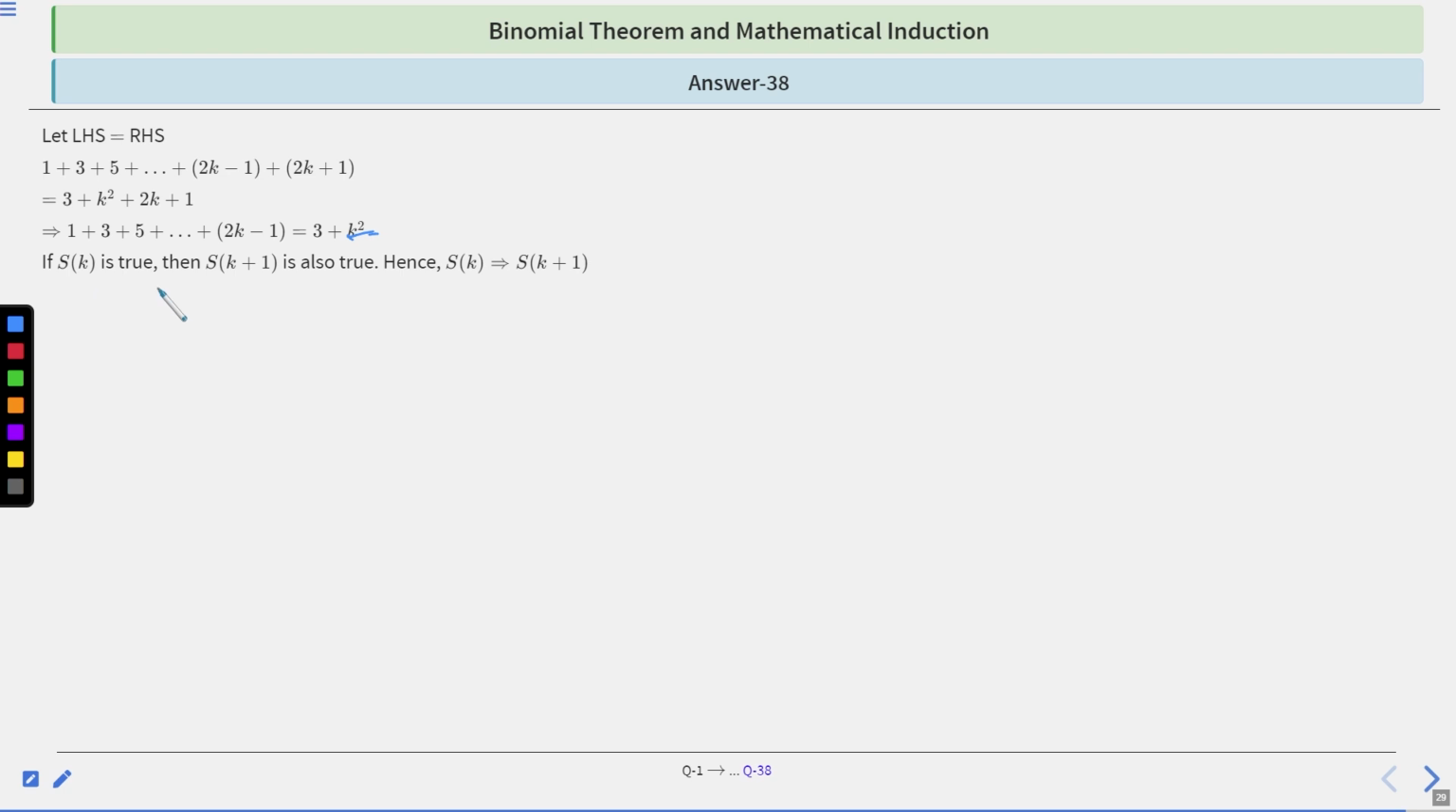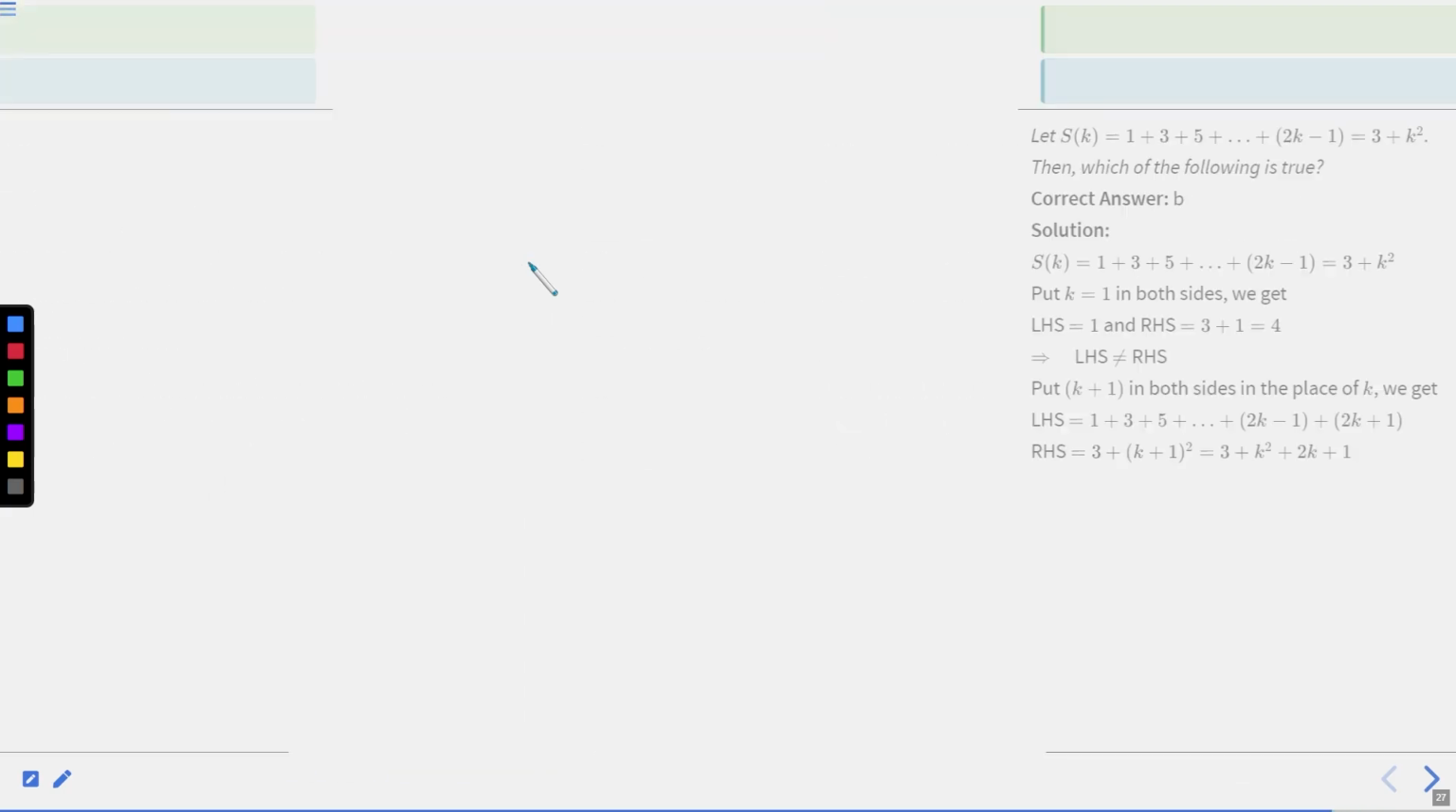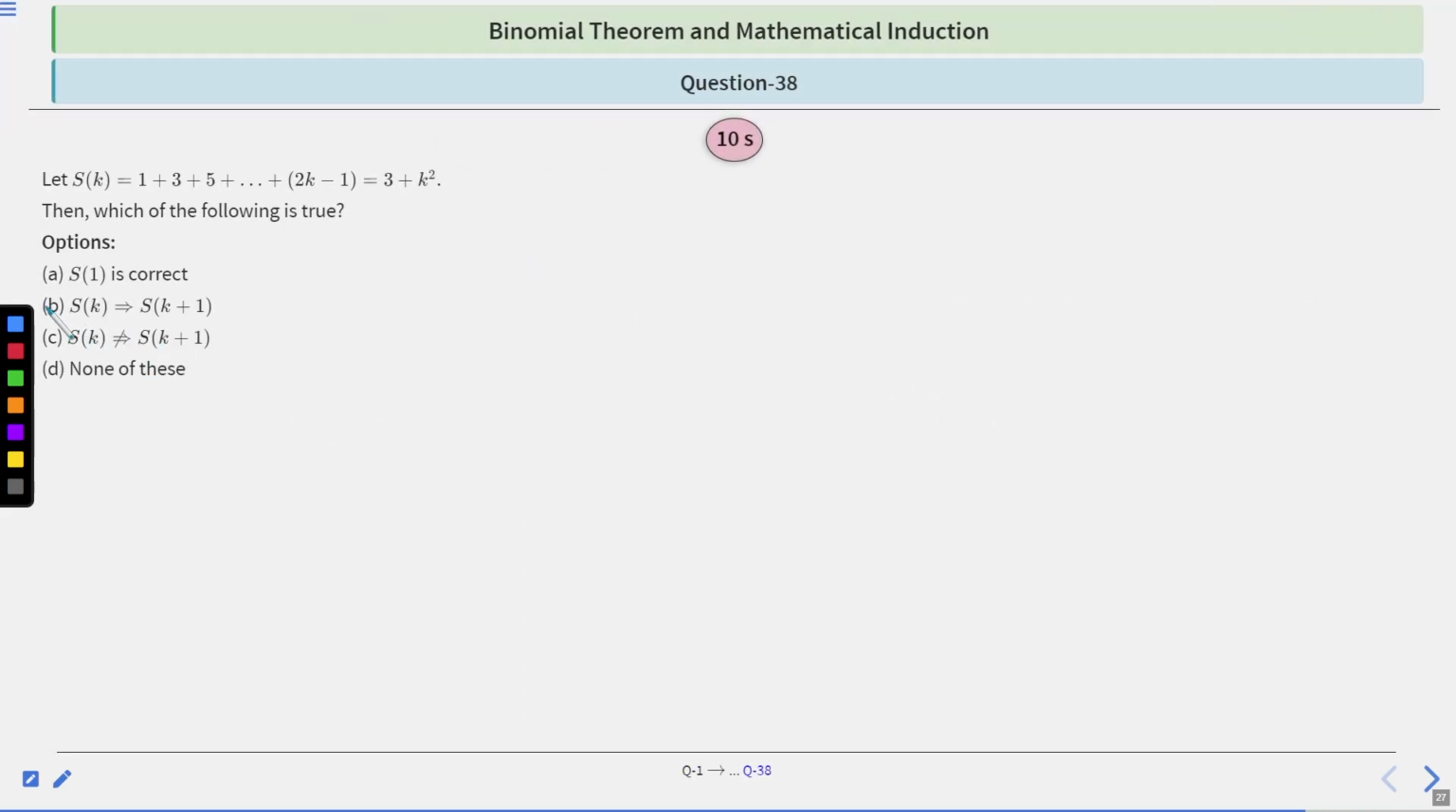So if Sk is true, then Sk+1 is also true. Hence, Sk implies Sk+1, right? So I think option B is the right choice. If Sk is true, this implies Sk+1 is also true. But S1 is not true, right?